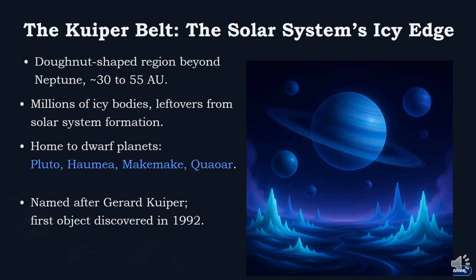So let us continue with the key notes about the Kuiper belt. The Kuiper belt is a doughnut-shaped region beyond Neptune, approximately 30 to 55 astronomical units. The Kuiper belt also contains millions of icy bodies left over from the early solar system. We have to keep in mind that the Kuiper belt can be defined as a home of dwarf planets like Pluto, Haumea, Makemake, and Eris. The Kuiper belt is named after Gerard Kuiper, with the first object discovered in 1992.